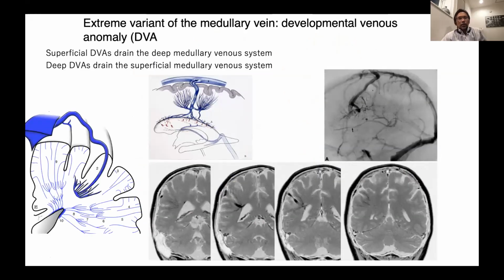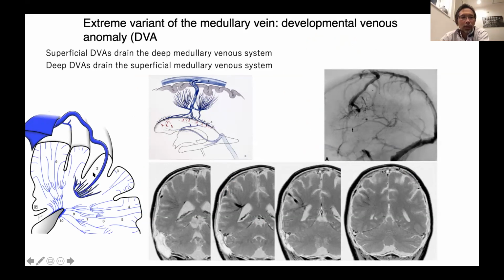So this is my last slide. I've shown you some variations. The most extreme variation of the medullary venous system or deep venous system is actually the developmental venous anomaly. I was discussing with Maxim whether to show this or not, but as we talk about the deep venous system, maybe one slide will be at least to help you understand what I was trying to tell you.